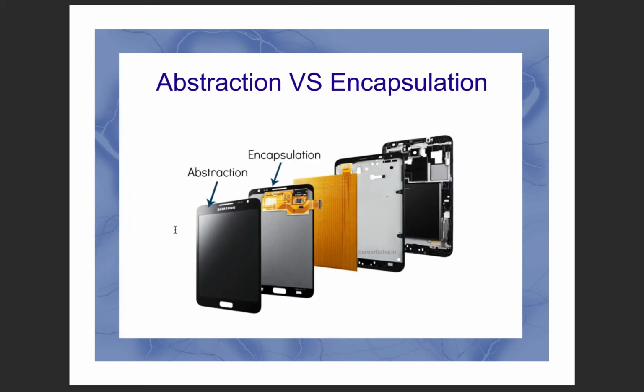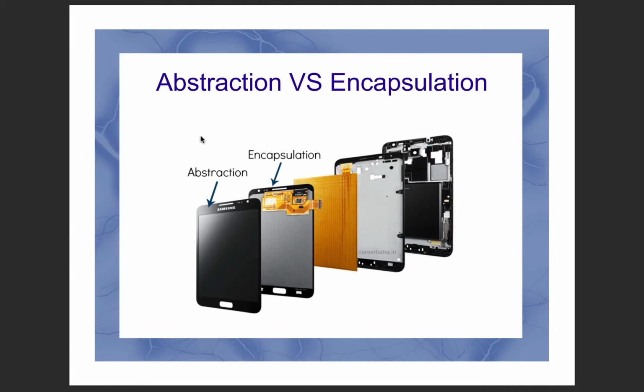For example, we have a mobile. In the mobile, the front view, the touch screen and other things, are the abstraction. This is the simplest way of representing to us that we can use the mobile. And encapsulation is the concept of hiding all the internal complexity inside the mobile. We don't know what those things are, and they are hidden from us.